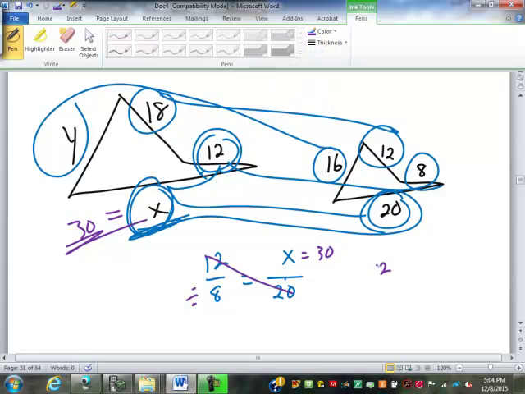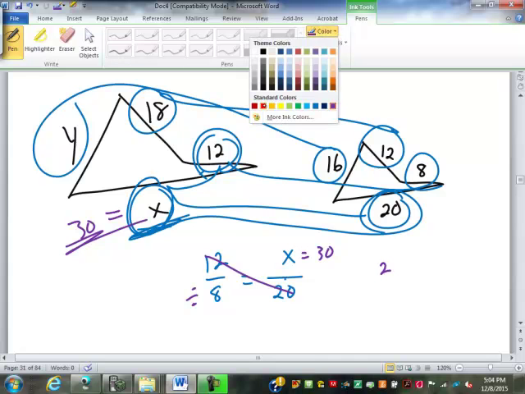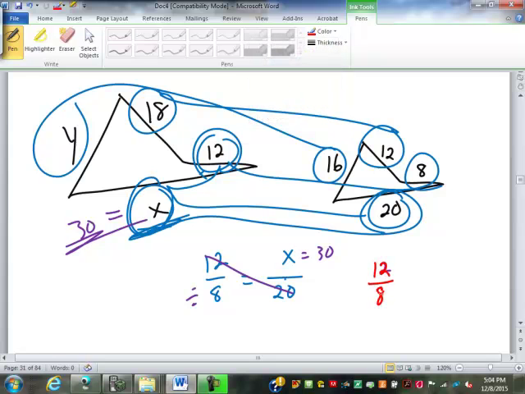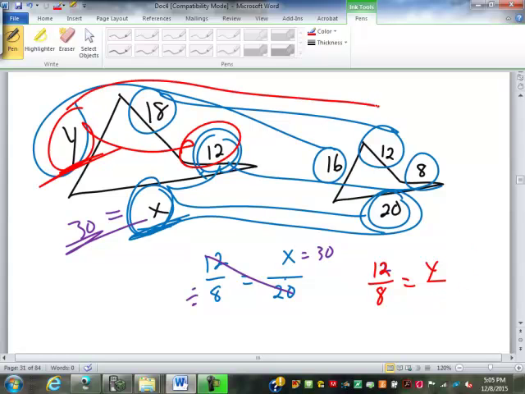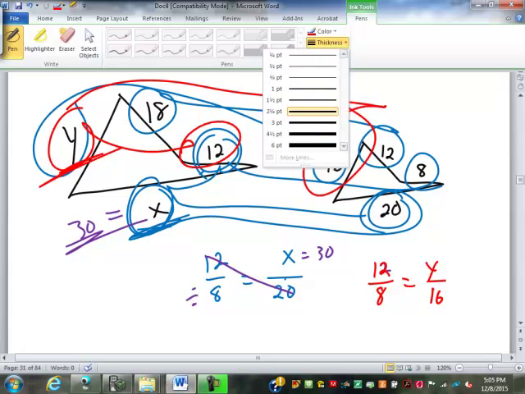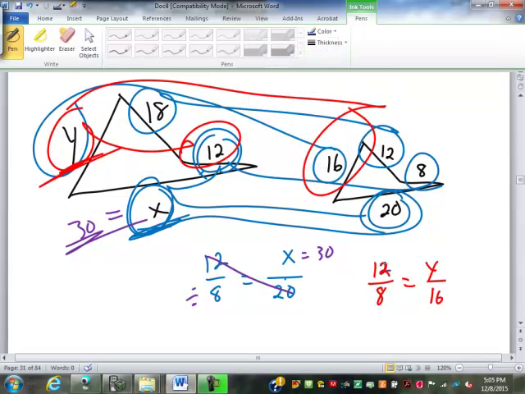Still sticking with the 12 over 8. Finding y. Does y go on top or bottom? Y goes on top because it's also from the same figure as the 12. What goes below y? Matches up with the 16. Cross multiply, divide, we get y is 24. So y is 24.